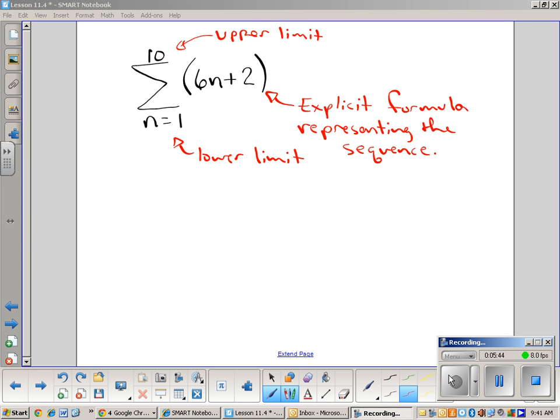So in summation notation, this is an example. As I tried to say already, it's impossible to come up with some generic formula for this. And so this is sigma.